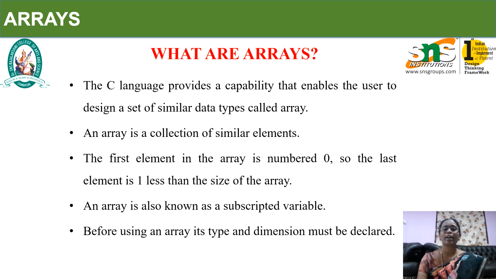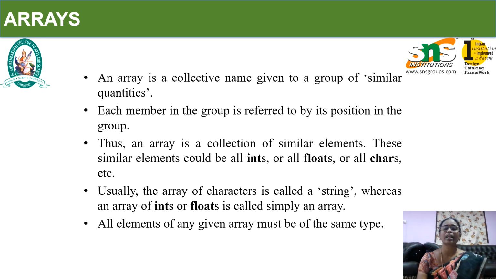For example, if the array is of size 10, the 10th element of the array is indexed with the number 9. An array is a collective name given to a group of similar quantities. Each member in a group is referred to by its position in the group. The array is a collection of similar data elements. The data elements can be of any basic data type like integer, float, character, etc.